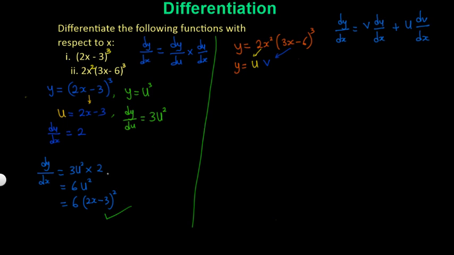So let's now do it one by one. For u, we say u is equal to 2x squared. Then we can differentiate u with respect to x, that is du/dx gives us 4x. We do the same thing for v, which is (3x minus 6) raised to the power of 3.